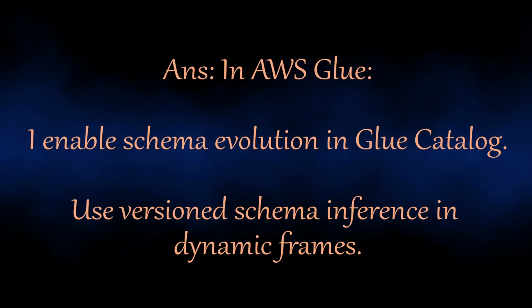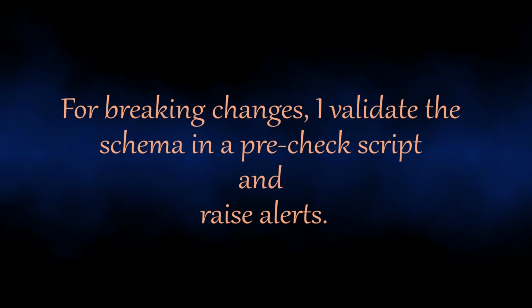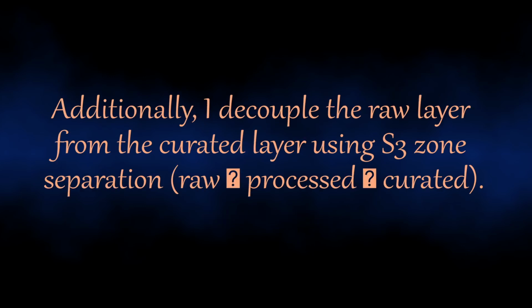Q3. How do you handle schema changes in source systems in AWS Glue? Answer. In AWS Glue, I enable schema evolution in Glue Catalog. Use versioned schema inference in dynamic frames. For breaking changes, I validate the schema in a pre-check script and raise alerts. Additionally, I decouple the raw layer from the curated layer using S3 zone separation, raw to processed to curated.